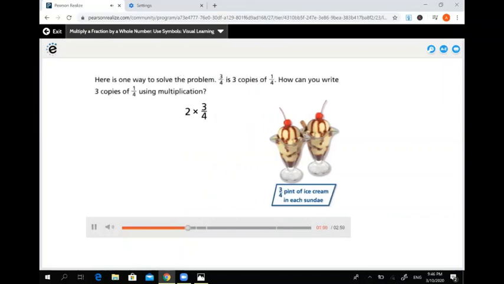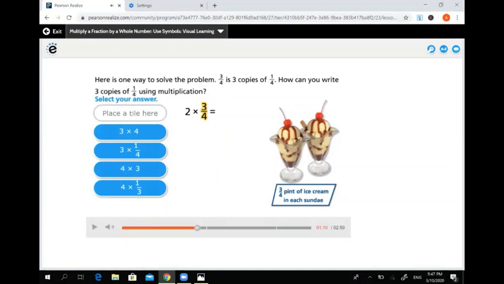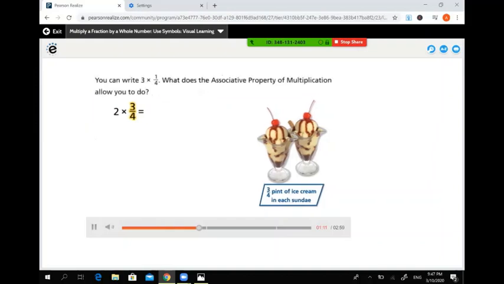Here is one way to solve the problem. 3/4 is 3 copies of 1/4. How can you write 3 copies of 1/4 using multiplication? So 3 copies of 1/4 means 1/4 plus 1/4 plus 1/4, which is how many times 1/4 repeated? 3 times. That's why 3 times 1/4 will be the answer. You can write 3 times 1/4.